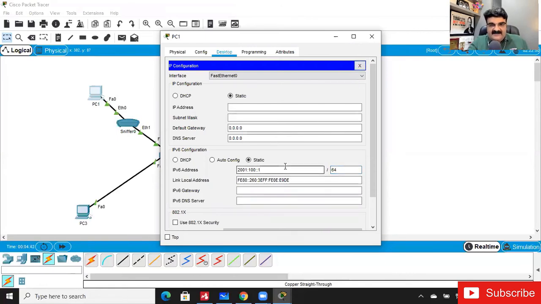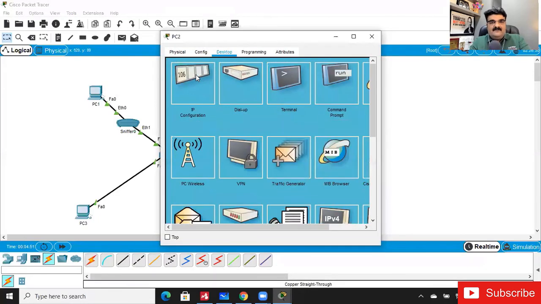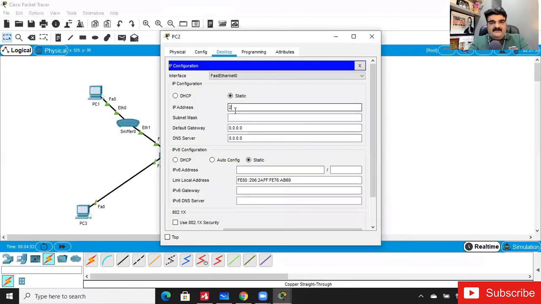Okay, sorry, it is 10. Wait a minute. 2001 colon 10 colon 1. Okay. In the desktop, IP, sorry, it is IP version 6, 2001 colon 10 colon 2 slash 64.